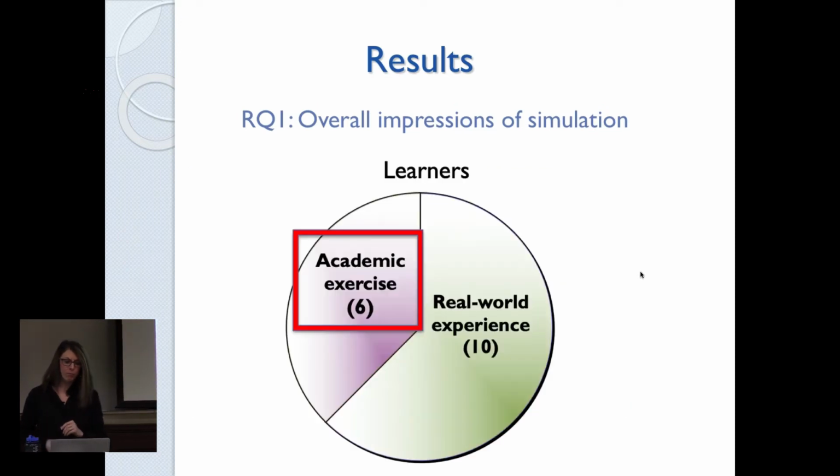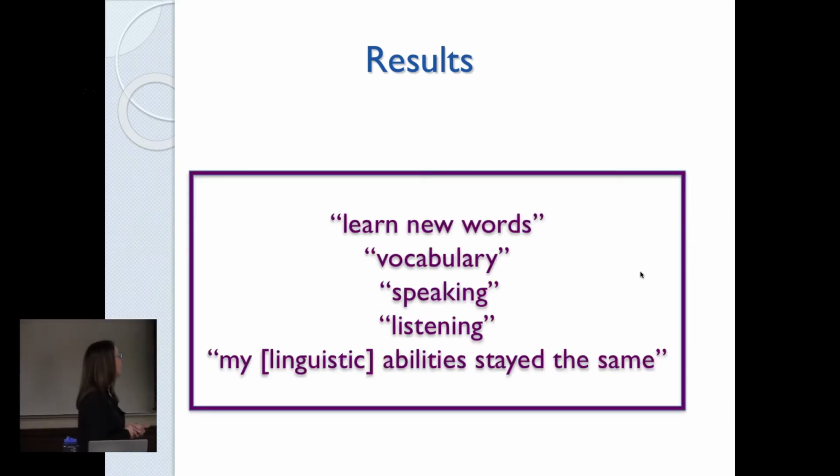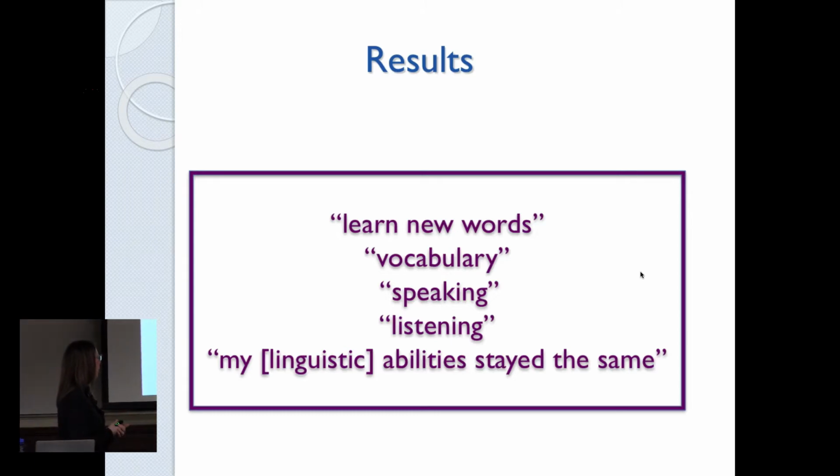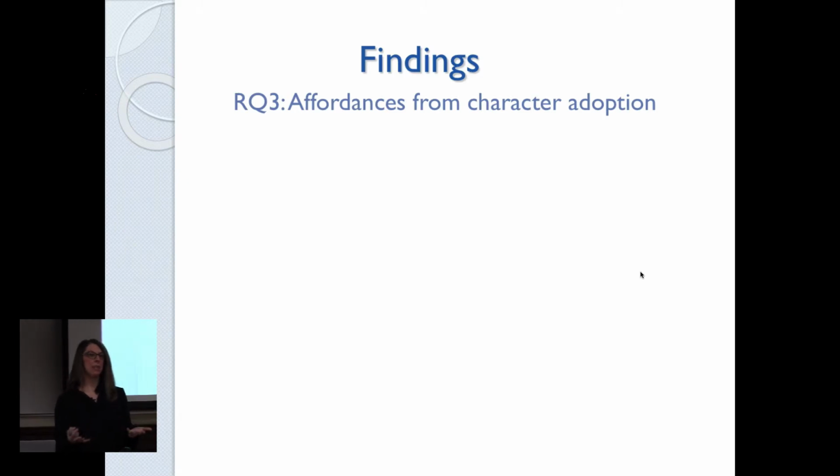On the other hand, the academic group didn't use any of those sorts of comments. Instead, they used phrases like, I learned new words, I practiced vocabulary, speaking and listening, and 2 students indicated that they felt their linguistic abilities stayed the same. So that gives you a sense of what they talked about in the questionnaires. So looking at research question 3, what affordances emerged from adopting an alternate identity?